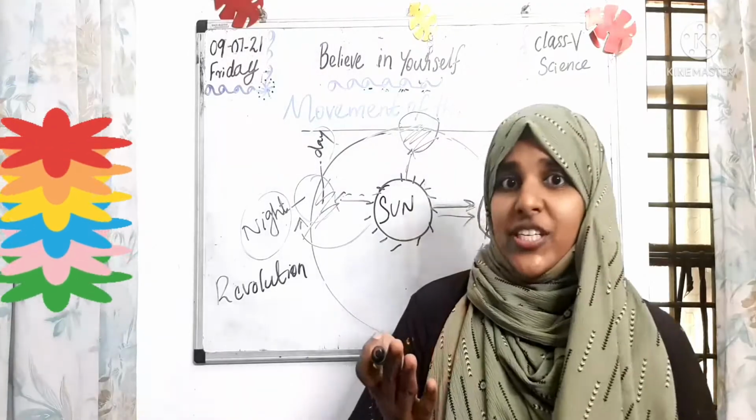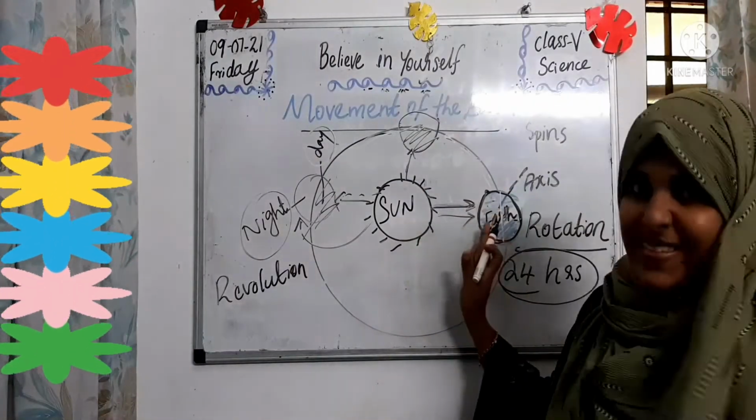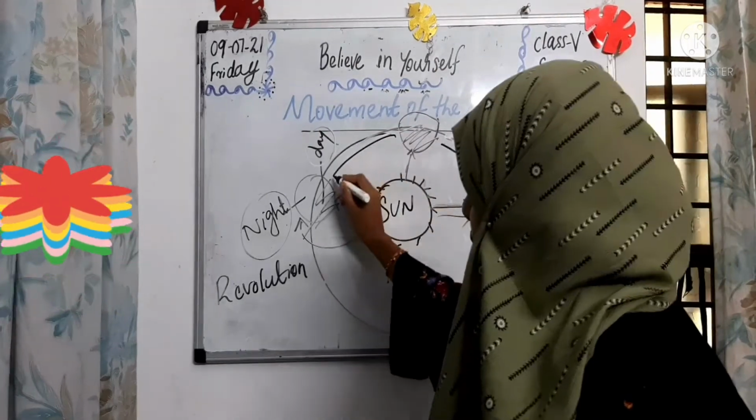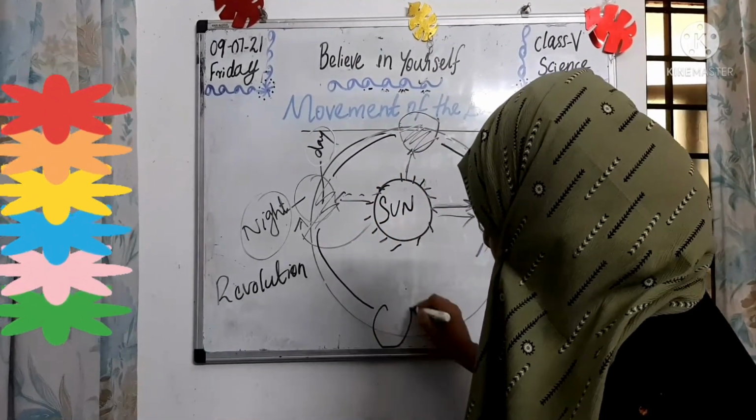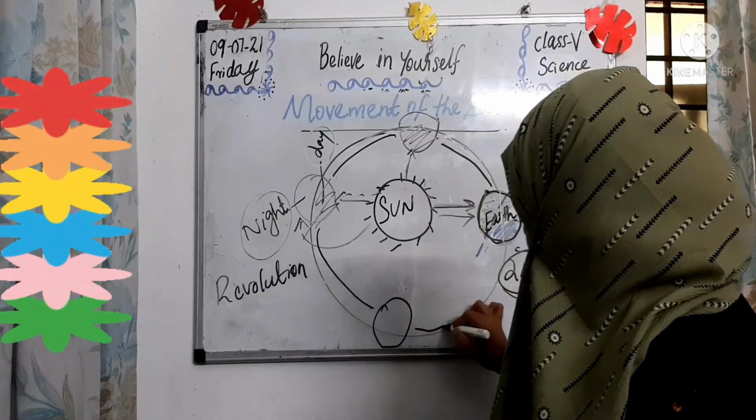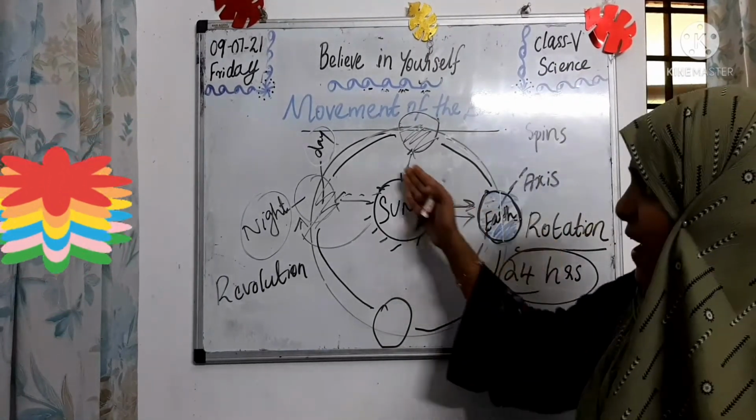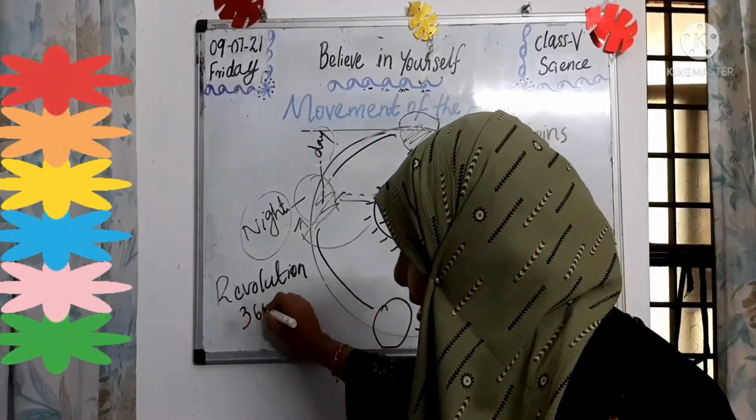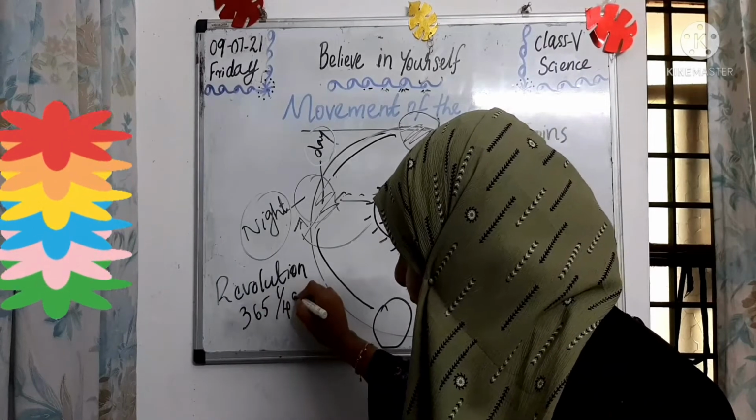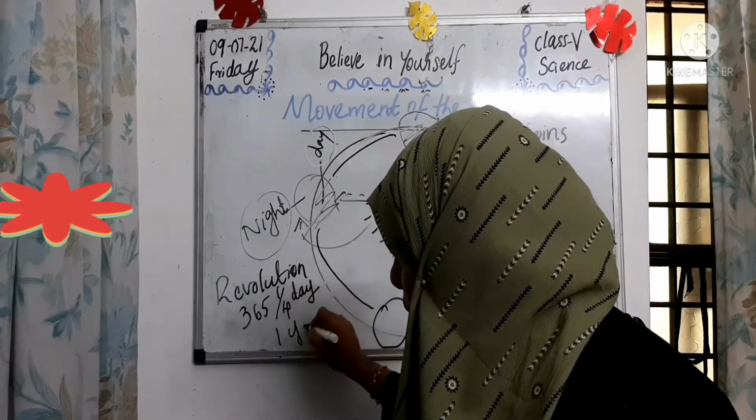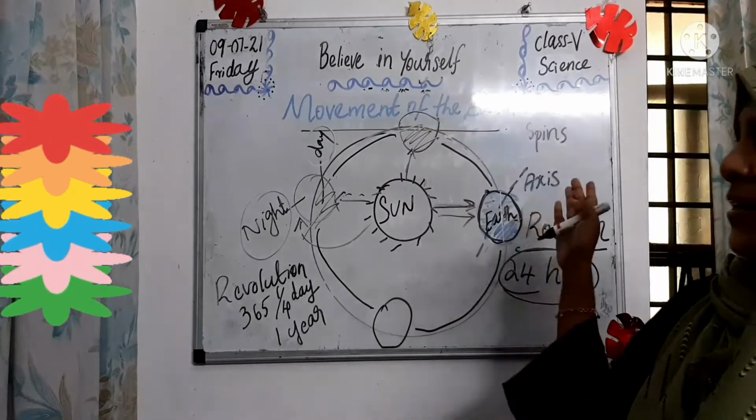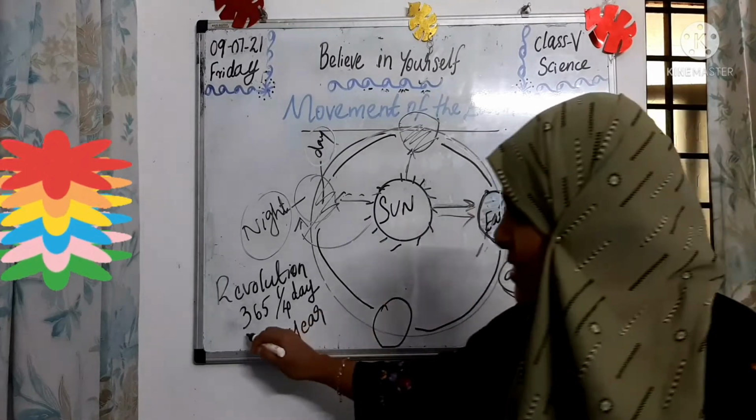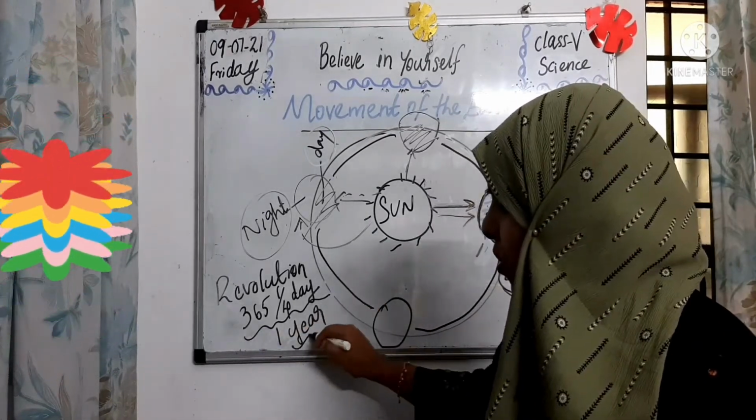Okay. Do you know, children? The Earth completes, this is our Earth, right? The Earth completes one revolution. It's moving, and here also our Earth is there, it's moving, and it completes its one revolution around the sun in 365 1/4 days, or we can call it 1 year, okay? So, Earth completes one revolution around the sun in 365 1/4 days or 1 year.